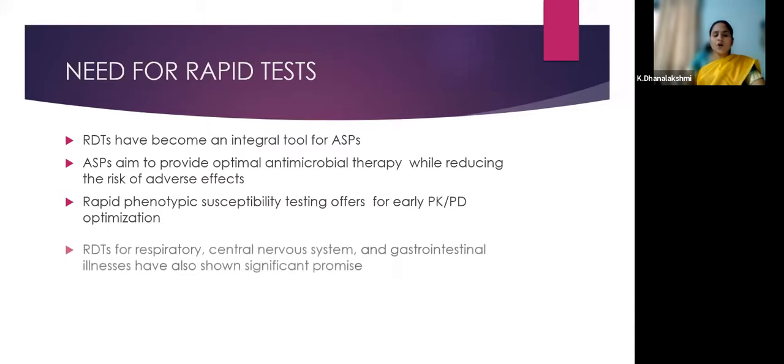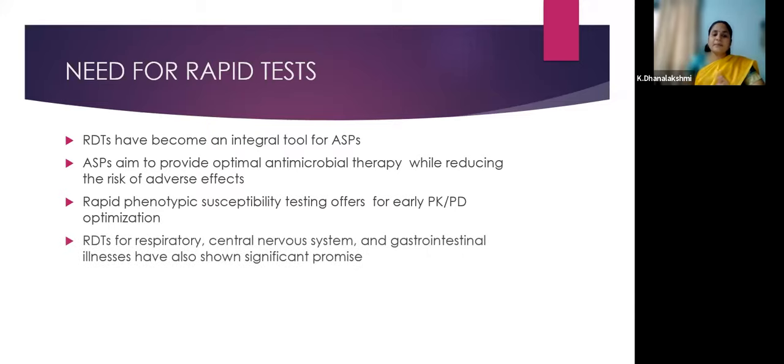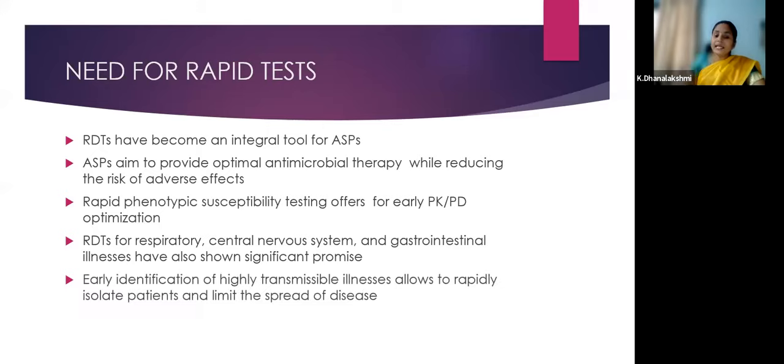Commonly used RADTs include, for example, the BioFire FilmArray multiplex PCR for respiratory pathogens, CNS pathogens, and gastrointestinal pathogens, which should be applied appropriately in the correct clinical scenarios. Early identification of highly transmissible illness allows us to rapidly isolate patients, and it helps limit the spread of disease. The typical example is COVID-19.